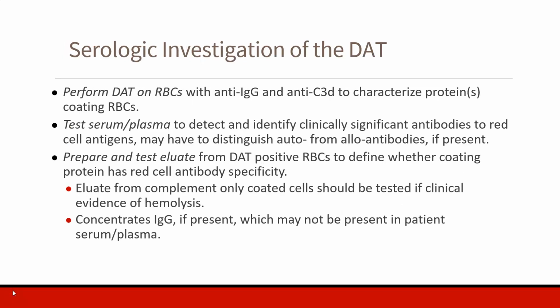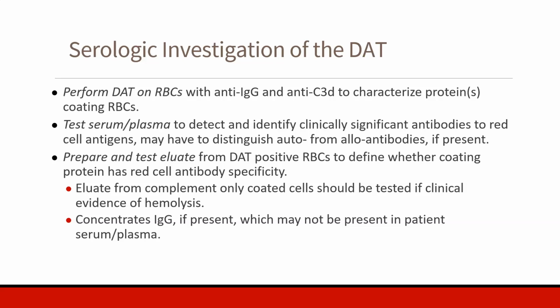The serologic investigation of the DAT includes the following. You want to perform the DAT on red cells with both anti-IgG and anti-C3d to characterize the proteins coating the red cells. Now, sometimes me personally, I like to use polyspecific. It has both anti-IgG and anti-C3d. If that is negative, then I don't have to go any further. But if it's positive, then I have to pull out my monospecifics and test a drop of red cells with each one of them to determine is it IgG, C3d, or both that are coating the red cells.